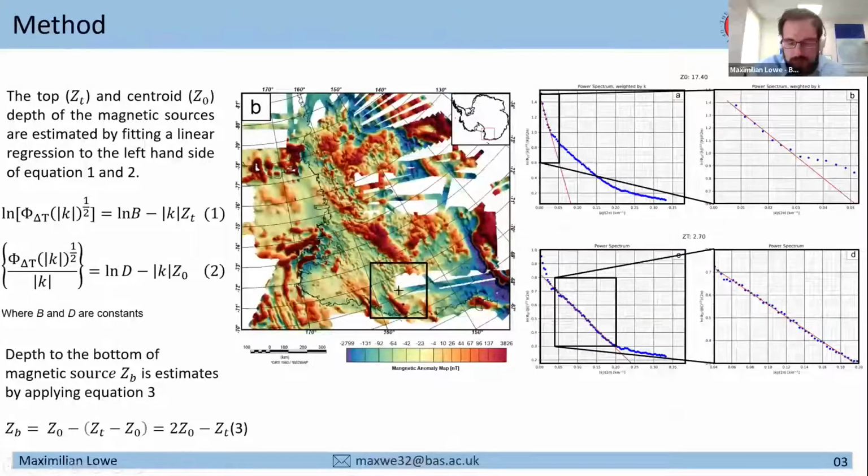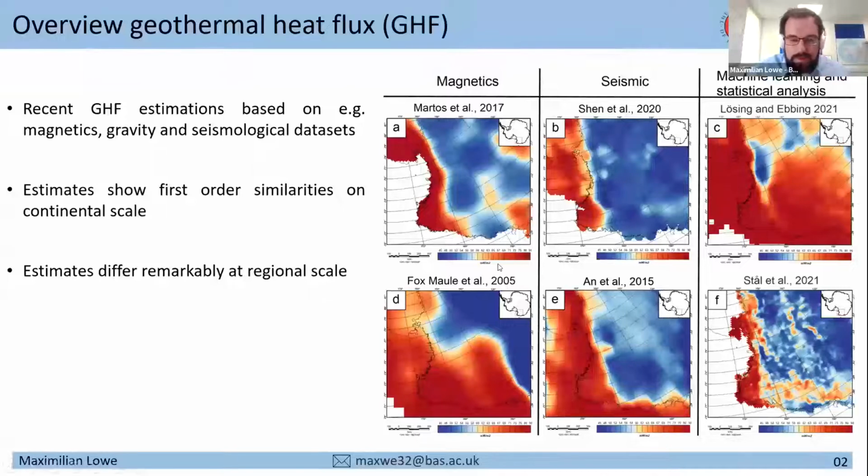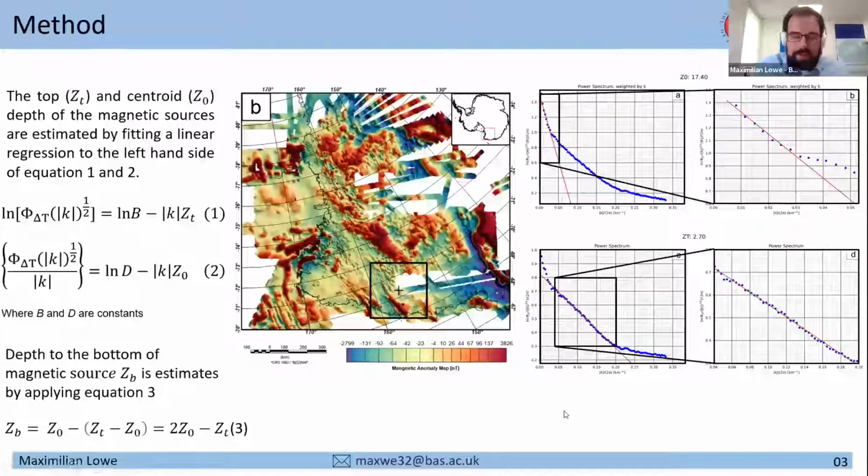And we use magnetic data to do that, similar to the Martos approach with a few variations in the method. So how does it actually work? How can we use magnetic data to estimate heat flow?